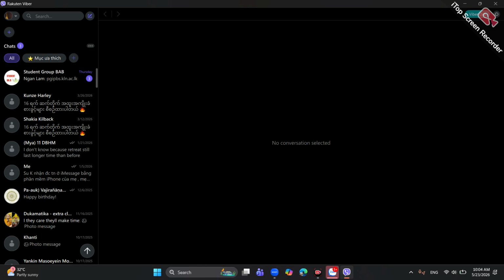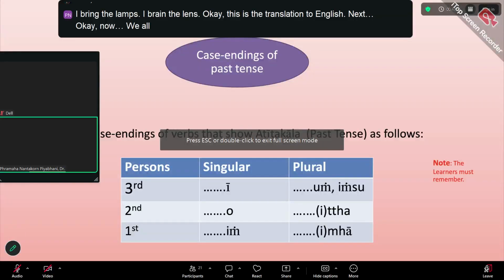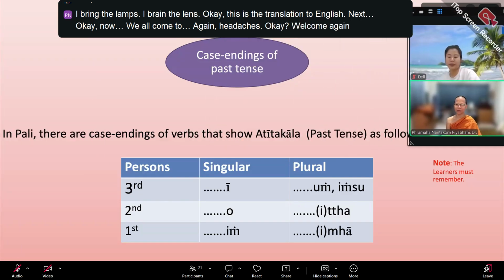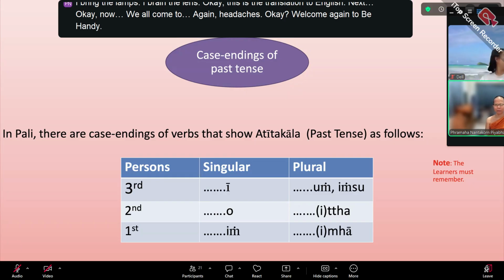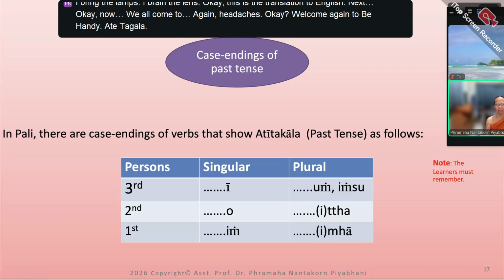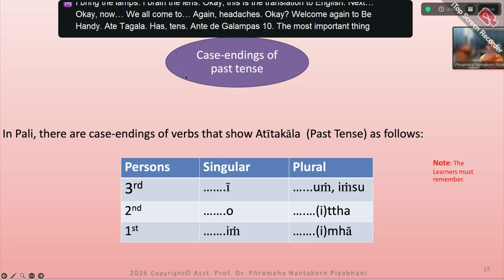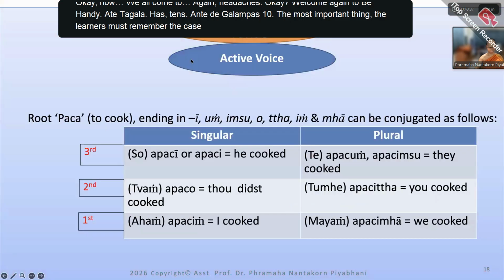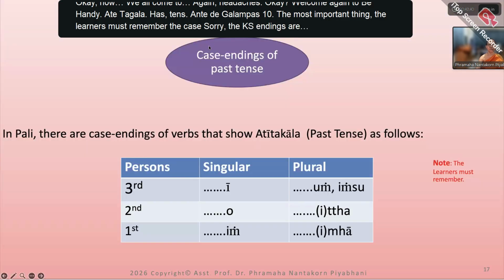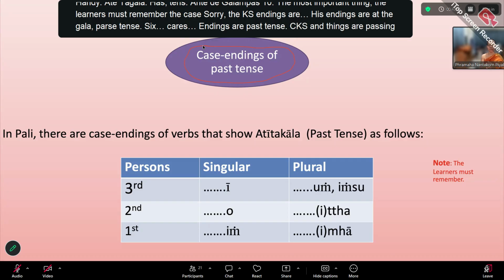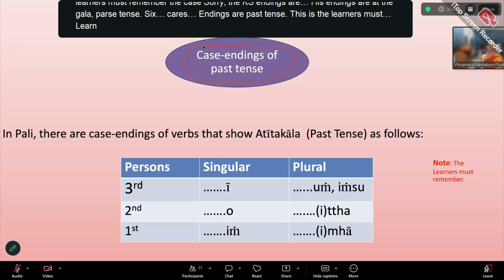Next. Now welcome again to the headache: Atitakala, past tense. The most important thing is that the learners must remember the case endings of the past tense. The six case endings of the past tense, the learners must learn by heart.